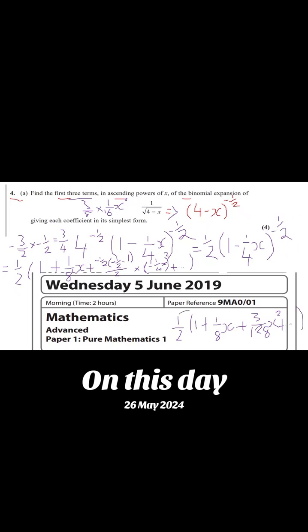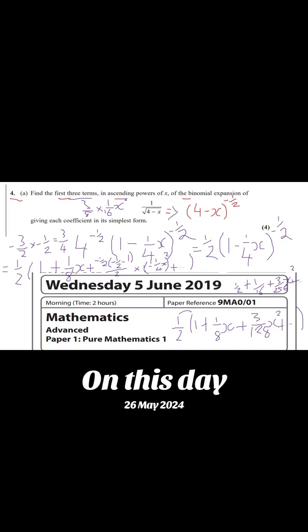Now expand the bracket. A half times 1 is a half. A half times 1/8 x is 1/16 x. And then a half times 3/128 is 3 over 256 x squared plus dot, dot, dot. The plus dot, dot, dot just signifies that it goes on forever, because the expansion goes on forever. In A-level maths we usually work with the first 3, 4, or maybe 5 terms, but usually for A-level we're looking at the first 3 terms.